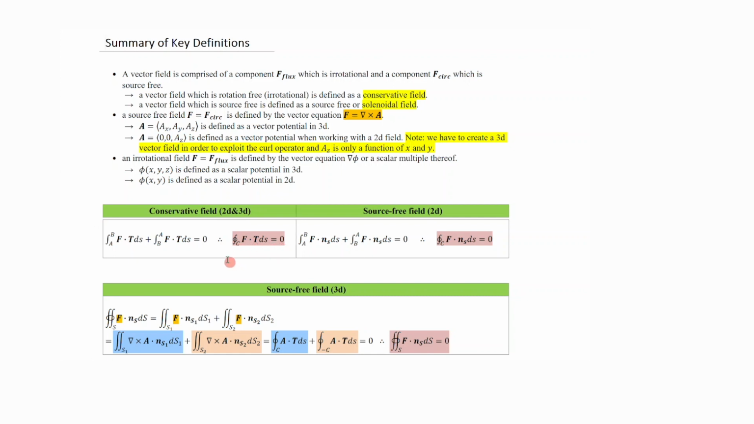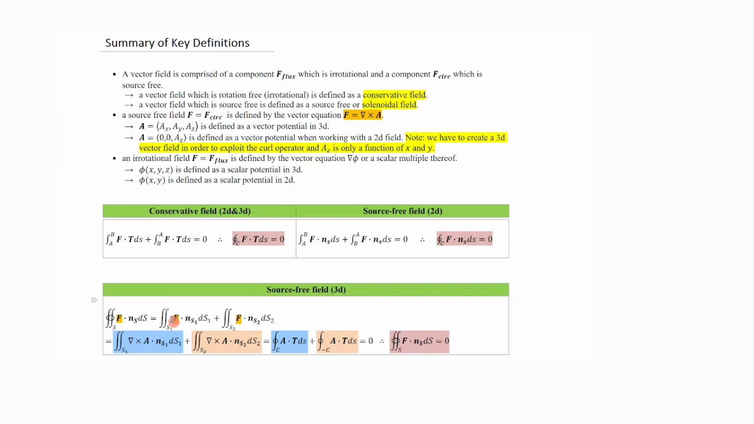For a source-free field, the only difference is that the t ds gets replaced by n ds, which is the normal to the contour. So we're going from A to B, followed by B to A, forming a closed contour path. In the case of a source-free field, this integral is always equal to 0. In the case of 3D, we're dealing with surfaces and not contours. In this case, a closed surface, which potentially could be the summation of a number of discrete surfaces.